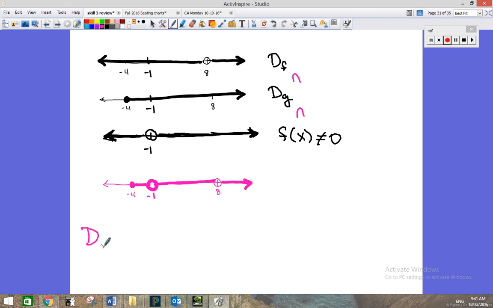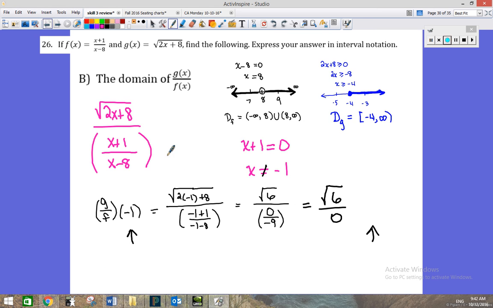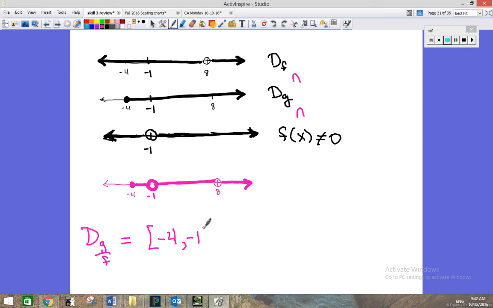So my domain for g over f is the set of real numbers from -4 to -1. Make sure I didn't make a sign error there. Yeah, -1 plus 1 is 0. Union -1 to 8. Union 8 to infinity. So there's my final answer for part B.